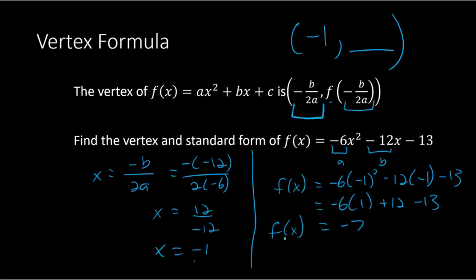So we have negative 6 plus 12 is positive 6, minus 13 is negative 7. All right, so your y value, f of x, is equal to negative 7. So we found the vertex. The vertex is negative 1, negative 7. So we can quickly find that point.